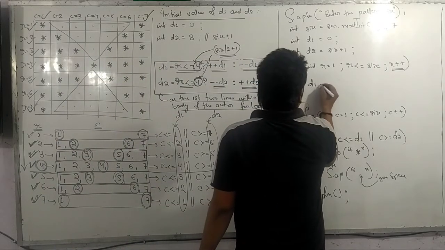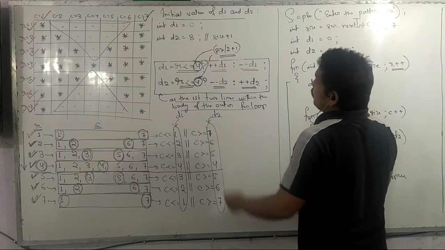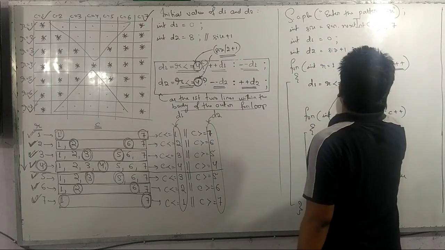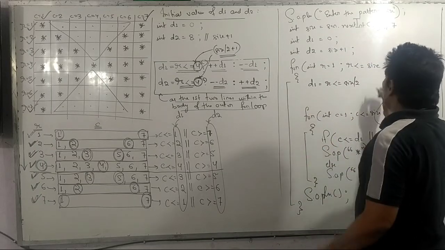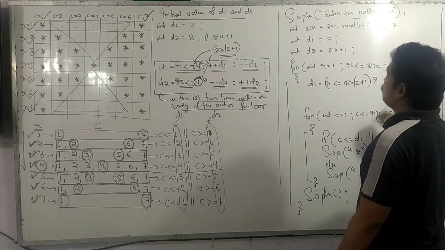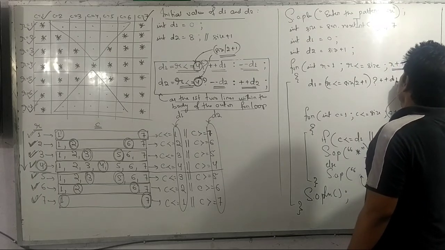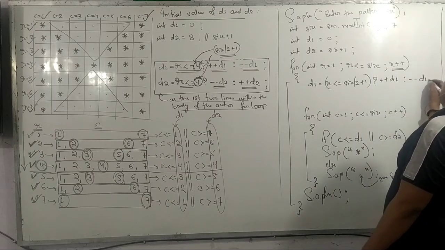Okay, d1 is equal to, what is the condition? R less than or equal to 4. How to get 4? Size by 2, so 7 by 2 it is 3 plus 1. Okay, so this is the condition. If this condition is true, I will write plus plus d1, or else I will write minus minus d1.